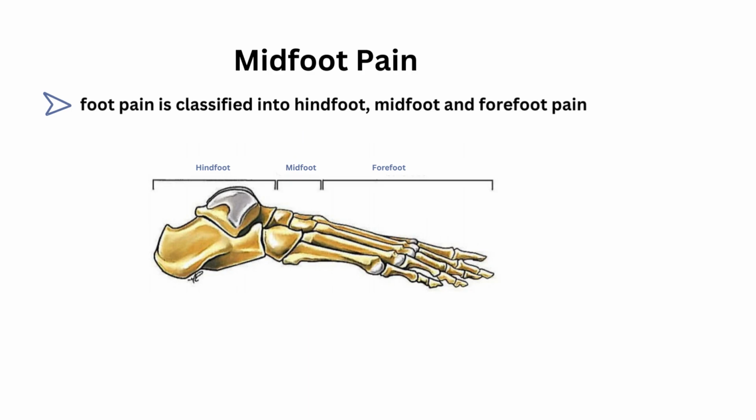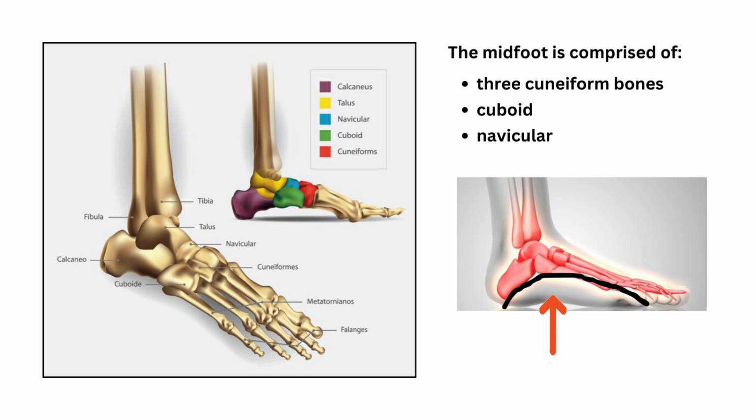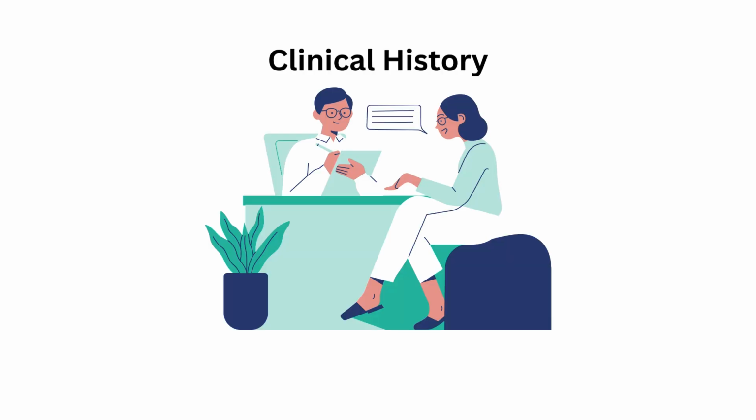Let's get started. The midfoot is comprised of three cuneiform bones, the cuboid and the navicular bones, as well as the surrounding soft tissues. These bones and joints form the arch of your foot. It's crucial for maintaining balance and shock absorption. The first step in any physiotherapy assessment is gathering a thorough patient history.